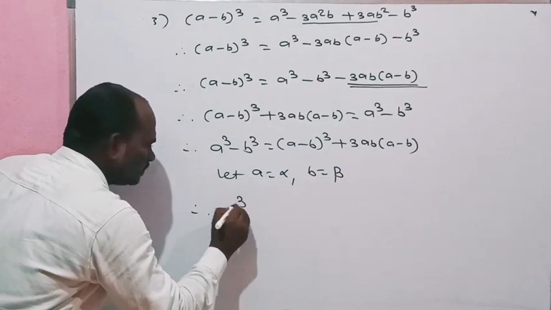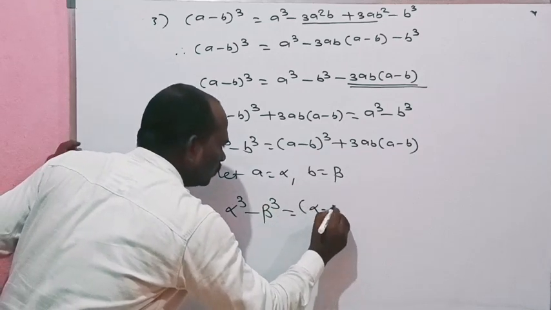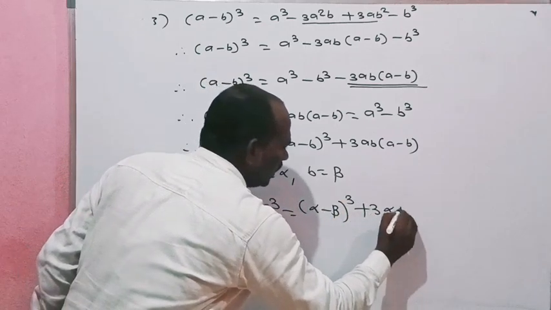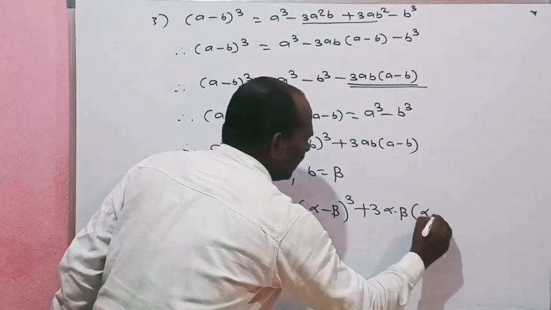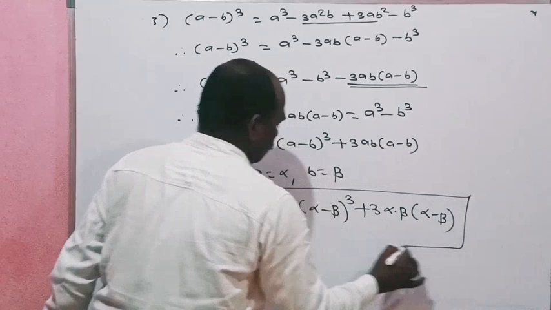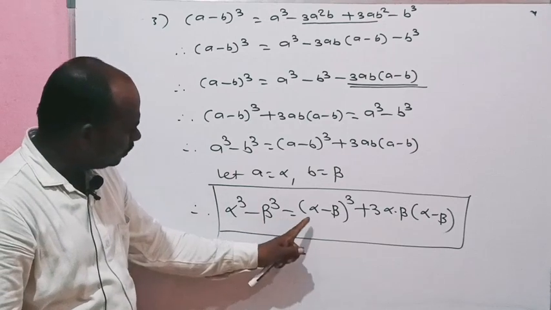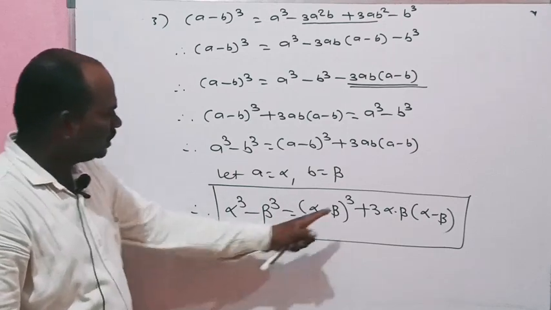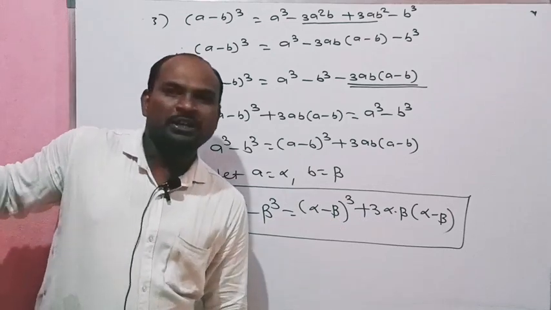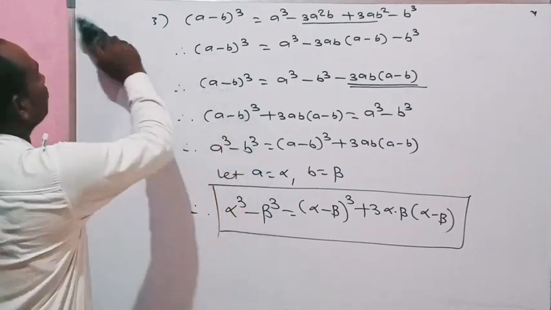Therefore the alpha cube minus beta cube is equal to alpha minus beta its cube plus 3 alpha beta bracket alpha minus beta. Then we can see the 4 formulae with proof.